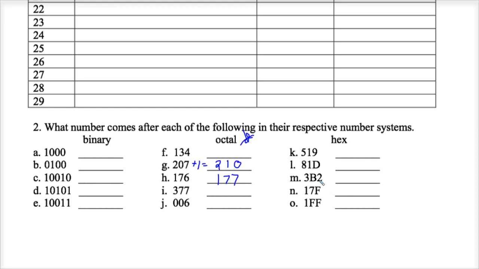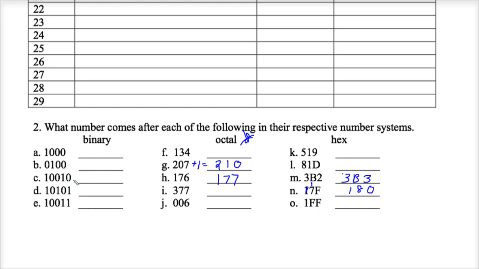Let's do a hex. This one's easy. After 3B2 is simply, well, the 2 changes to a 3, and the B and the original 3 stay the same. Look at this one though. After the letter F, you do not say G. That F resets to 0. You carry 1 to the next column, where you get a 7 plus 1, which is 8. And that 1 drops down, it's unchanged.